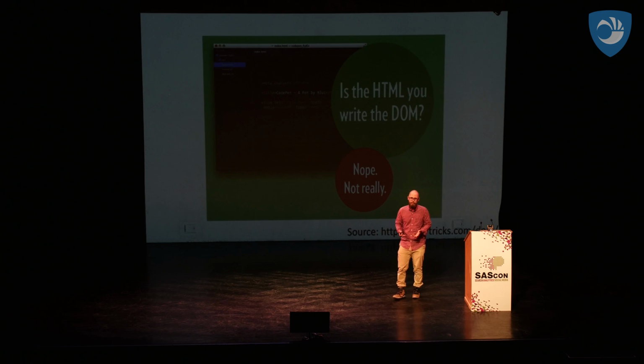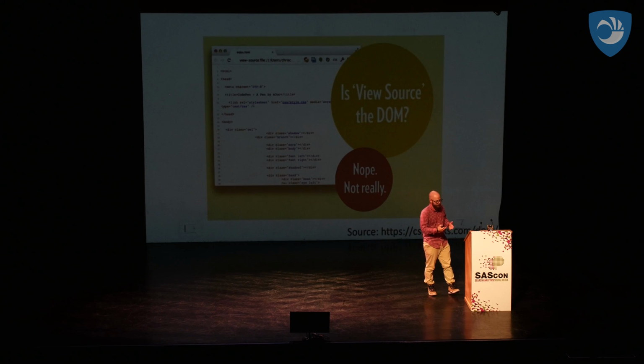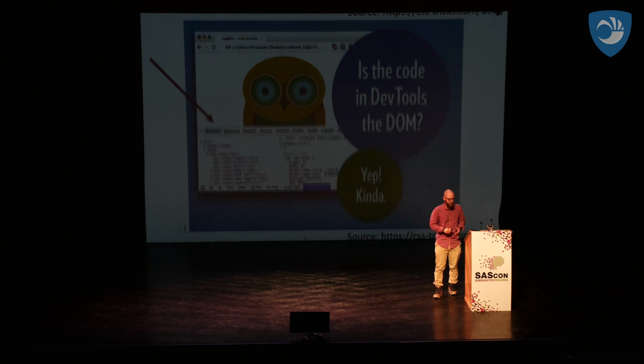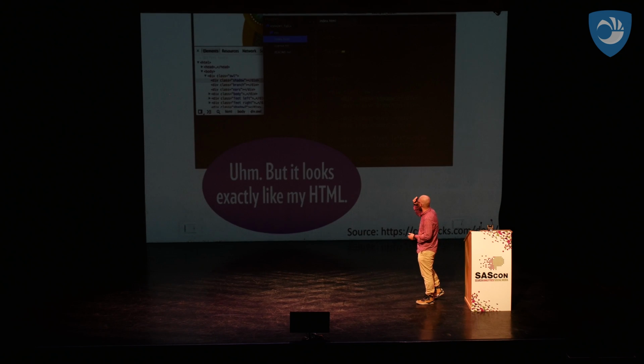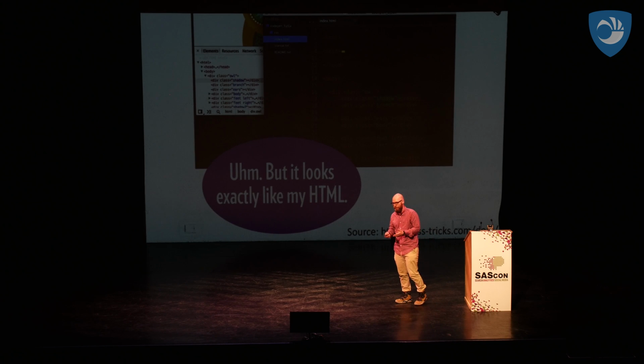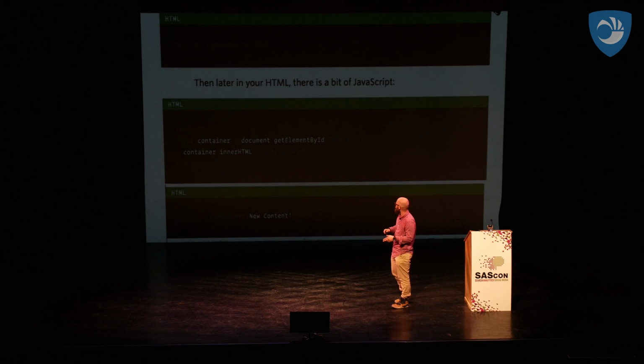If you look at HTML code, that's not really DOM. That's part of it, but that's not the DOM. If you use view source in your Chrome or Firefox or any other browser, that's also not DOM. But if you look at the processed code in your developer tools, that's kind of how DOM looks. That's the DOM tree, and it looks exactly like your HTML, that's true. But let me explain why. Oh, actually that's very readable, that's cool.